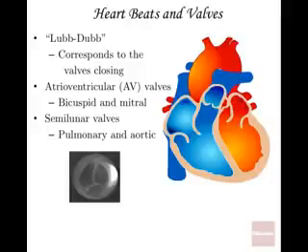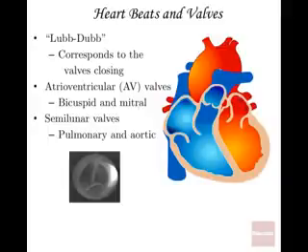So the lub is these two. These are known as atrioventricular valves, or AV valves. And the way to remember that is they are separating the atria and the ventricles. Atria, ventricles. So atrioventricular valves separate the A and the V. That's why they are AV valves. Bicuspid and mitral, or bicuspid and tricuspid.